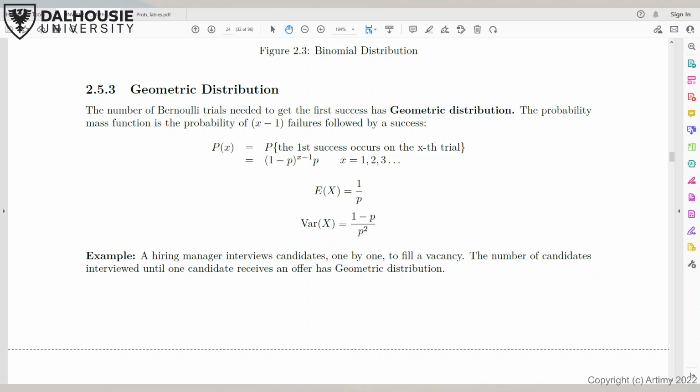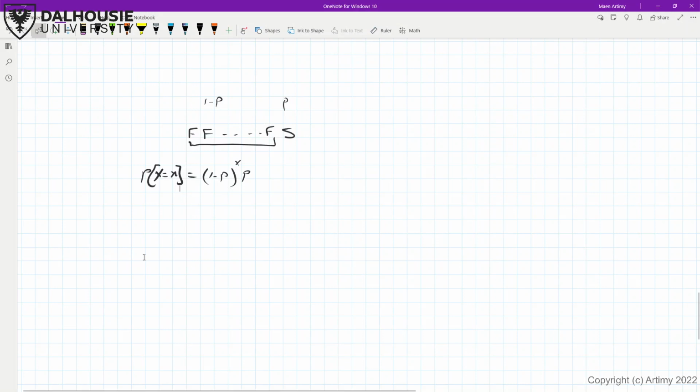Actually, in my formula, I didn't account for X minus 1, so I should put X minus 1 here. So in that case, how many trials? Well, the trials include the success as well, so this will be X minus 1 failures, and then the last one will be a success.